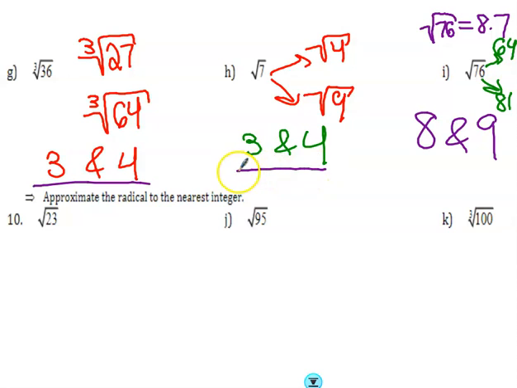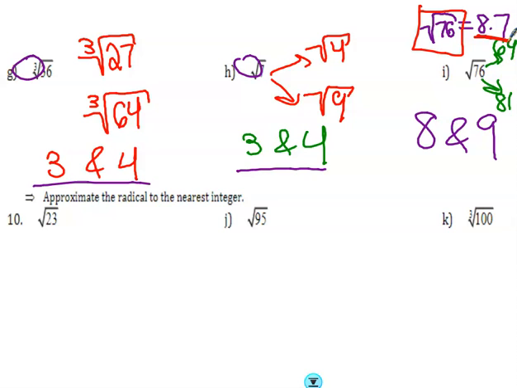H, you should have gotten 3 and 4 also. But again, a cube root is different than a square root, so be careful on that one. And then I wanted to tell you why this is the case. If I actually put the square root of 76 in the calculator, my answer would be 8.7. But what if you don't have a calculator? And they also want to know where the number would be.